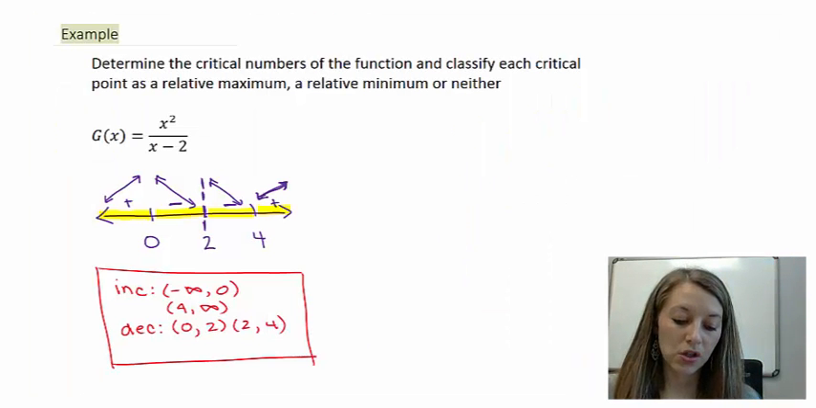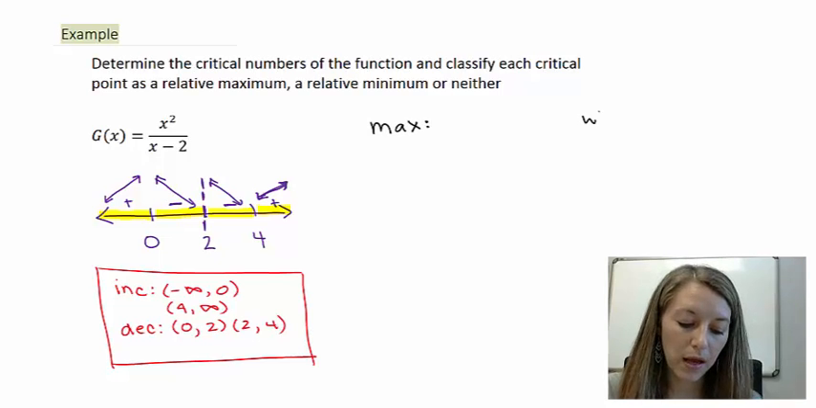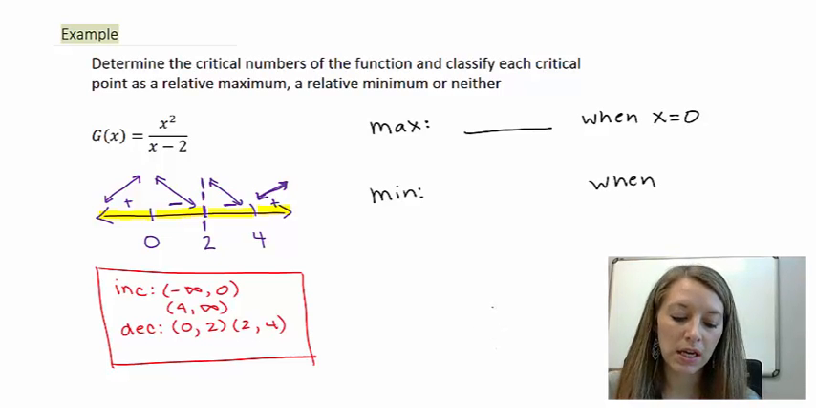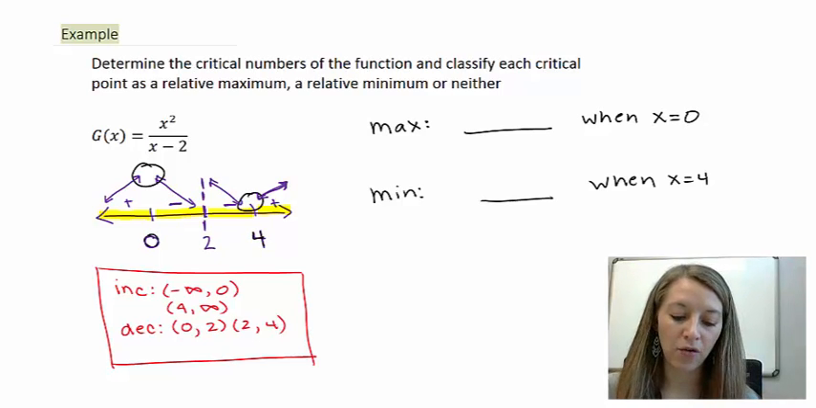Now let's do it with this function here. So again, anytime it switches from positive to negative, that tells us that we have a max value. So we have a max value when your x value is equal to 0. And so we just need to figure out where that max value is at. And we have a minimum value when your graph switches from decreasing to increasing. So that's happening when your x value is equal to 4. So here we have a high point, my max value at 0. Here I have a low point, my min value at 4.